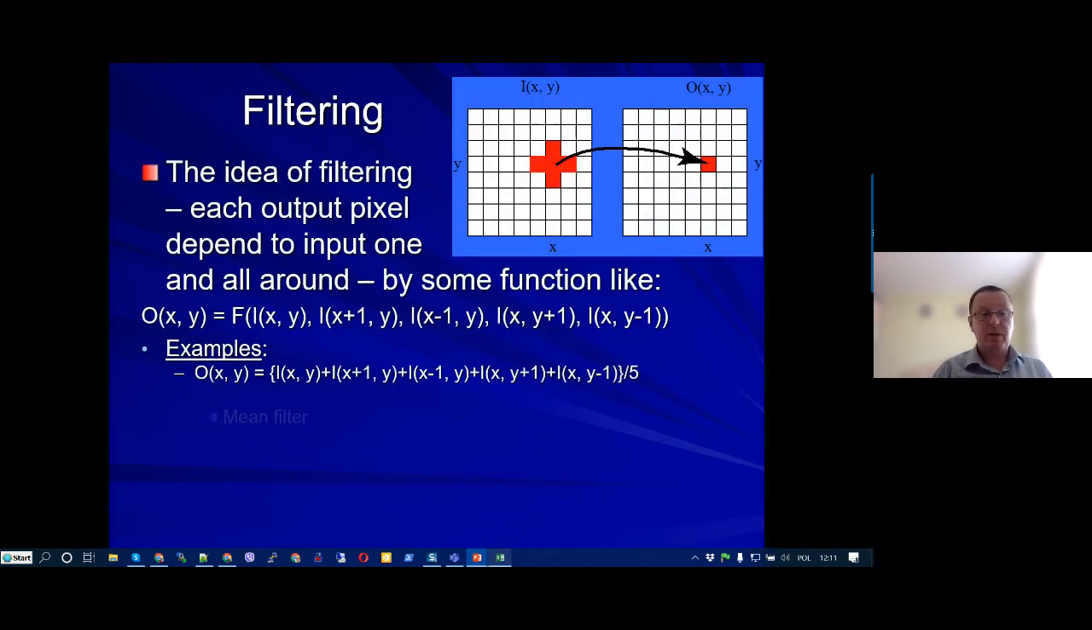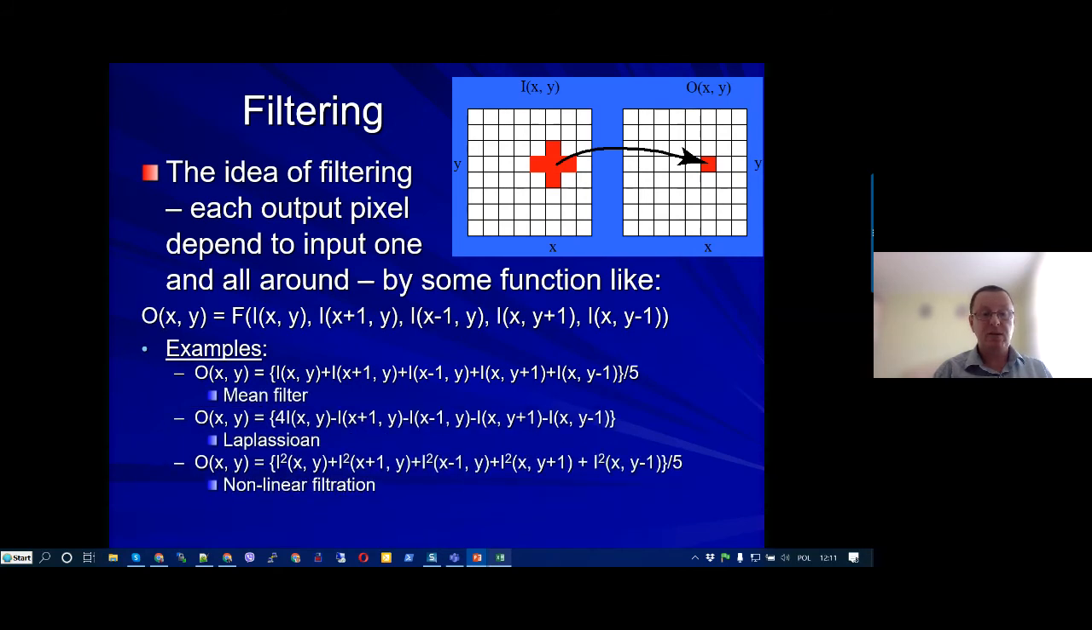For example, if you talk about filtering, for each output pixel, the result depends on the input pixel and all those around it by some specific function. So to calculate each output, we take into account the characteristics of neighborhood pixels around the origin. Here we have mean, Laplacian, or non-linear filtration implemented. The three functions at the bottom of this slide represent deep mathematical algorithms for different filters, and they are applied automatically to each pixel of our digital image.